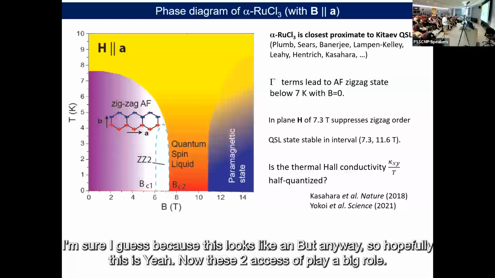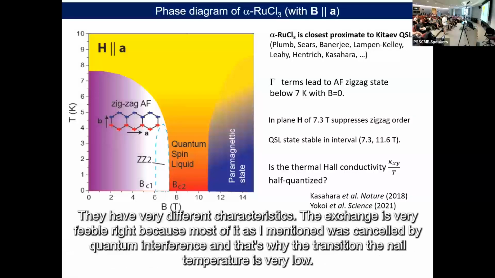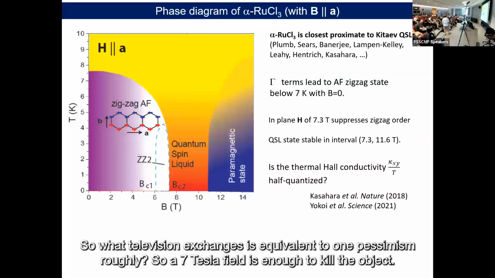Now these two axes play a big role. They have very different characteristics. The exchange is very feeble, right? Because most of it, as I mentioned, was canceled by quantum interference. And that's why the transition, the Néel temperature, is very low. So one Kelvin of exchange is equivalent to 1 Tesla, roughly. So a 7 Tesla field is enough to kill the order.